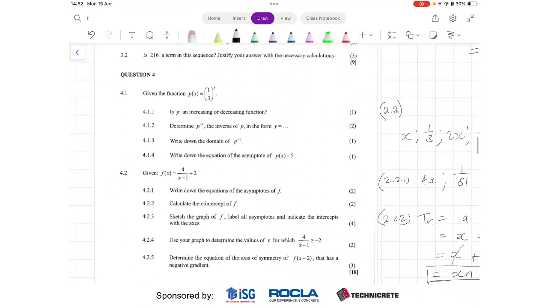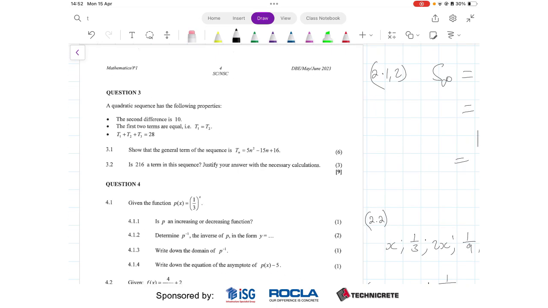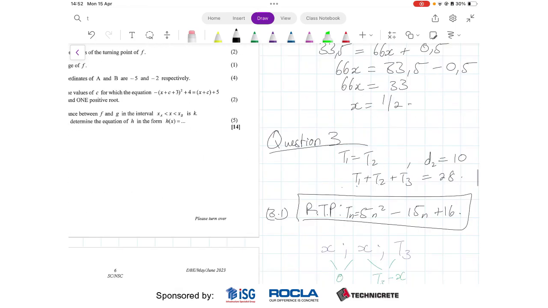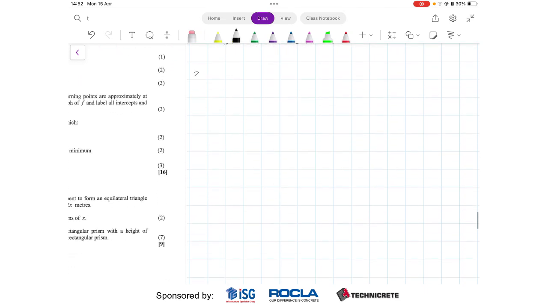Now, the next question in our series of questions will be 3.2. Is 216 a term in the sequence? Now, how are we going to solve this one? The best way to solve this one is to immediately, right from the bat, equate our quadratic equation for the series to whatever term that we are trying to figure out if it's in the sequence or not, right?